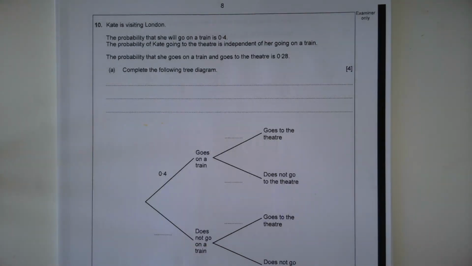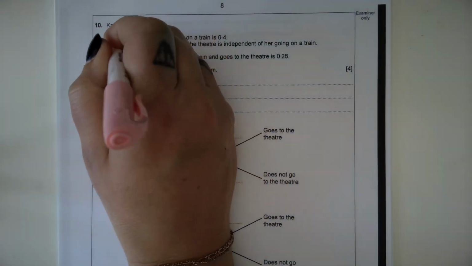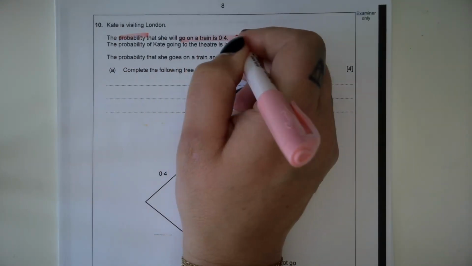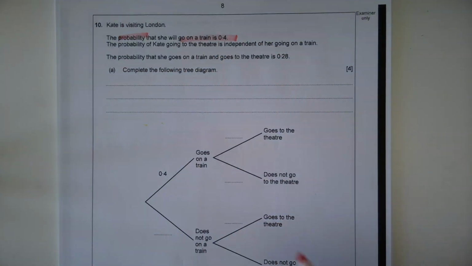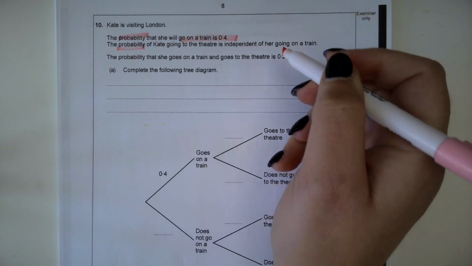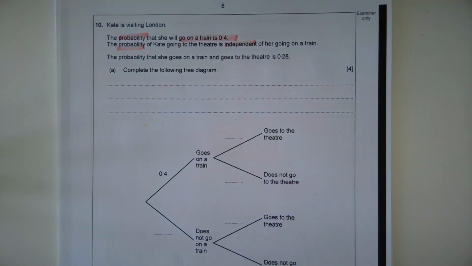Question 10. Kate is visiting London. The probability that she will go on the train is 0.4. The probability of Kate going to the theatre is independent of her going on the train. So this means that they have no impact on each other.